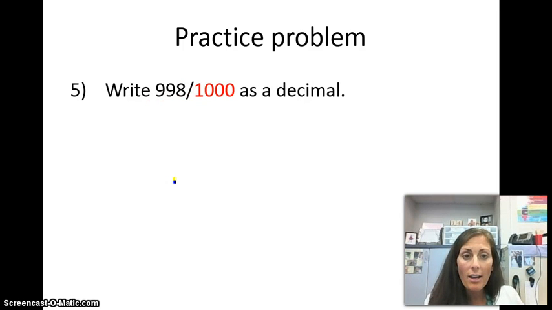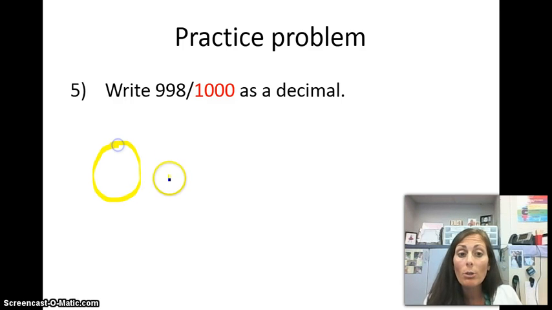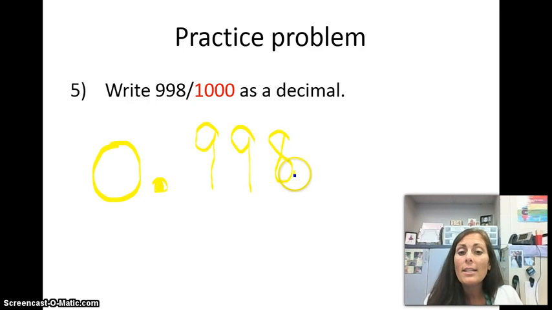Practice problem number 5. Write 998 thousandths as a decimal. Please press pause and solve the problem. In your writer's journal next to number 5, you should have noticed there's no whole numbers. So you're going to have a 0 in the ones place, your decimal point. Then in the tenths place, you're going to have a 9. The hundredths place, you're going to have a 9. And the 8 will be in the thousandths place. So we read this decimal as 998 thousandths, which is exactly what the fraction is.